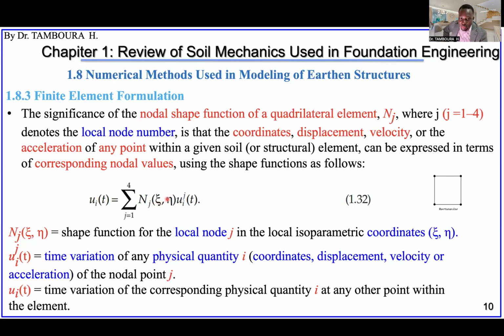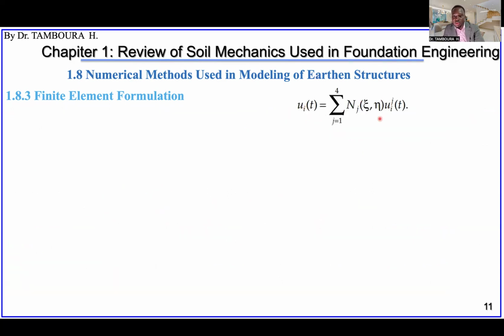The coordinate and the time function of displacement for each node, multiplying and adding everything, you will get the time function of displacement, time function of coordinate, time function of velocity. So the N here is what we are calling nodal shape function. Okay, I will just keep it here.